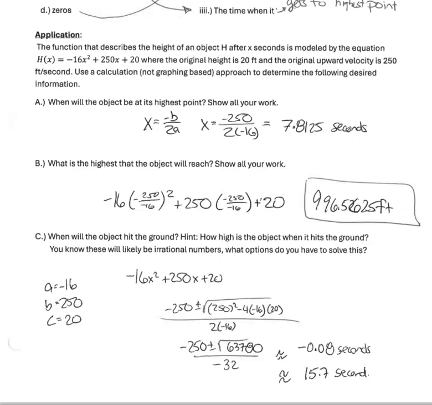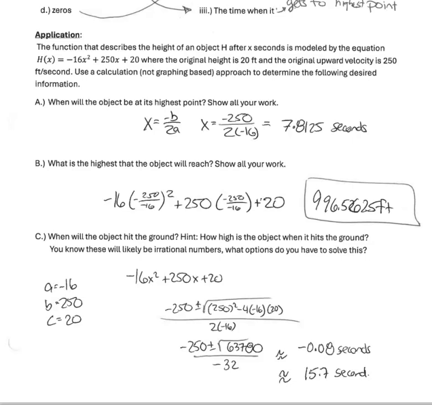If I did not say that you had to use a computation-based way of doing this, you could just graph it in Desmos, click on the highest point, and it would say it was at its highest point at 7.8125 seconds. Now, what you needed to do was use the axis of symmetry to find out when it's at its highest point. And the axis of symmetry is x equals negative b over 2a. So it'd be negative 250 over 2 times negative 16, which spits out 7.8125 seconds.